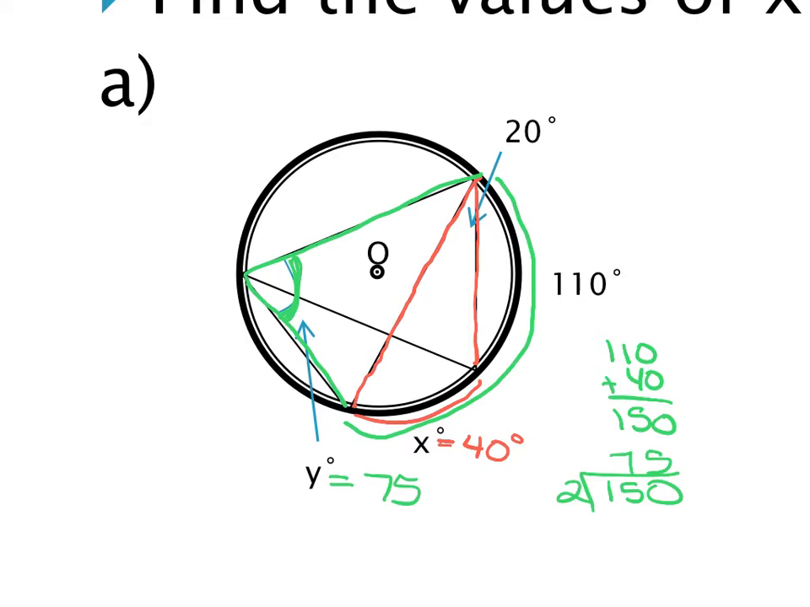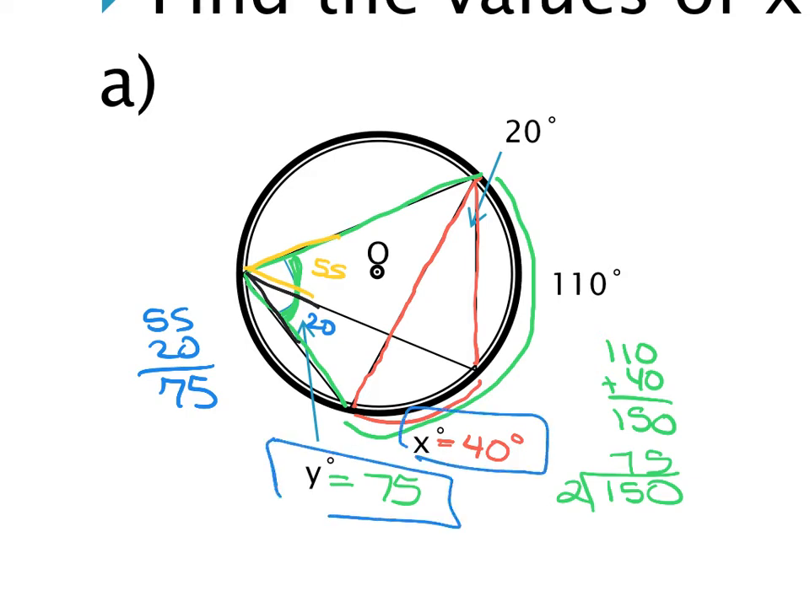Now, other ways you could go about doing this is you could realize that angle y is actually made up of this piece and this piece. So you could have found half of 110 and got 55, half of 40 and got 20, and then added 55 plus 20 and got 75 that way also. So either way, x is going to be 40 and y is 75.